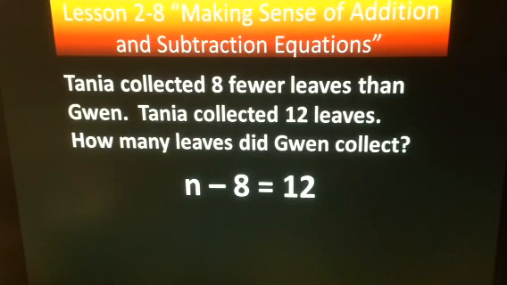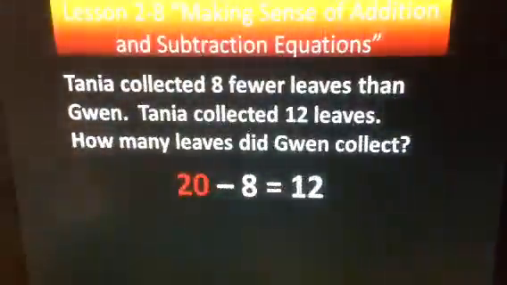Tanya collected 8 fewer leaves than Gwen. Tanya collected 12 leaves. How many leaves did Gwen collect? N minus 8 equals 12. You could add 8 plus 12 to get your answer. It's 20.